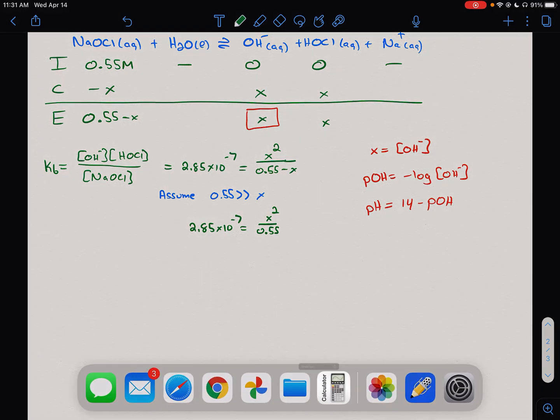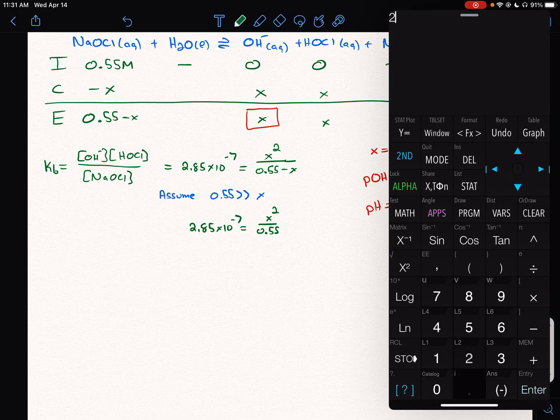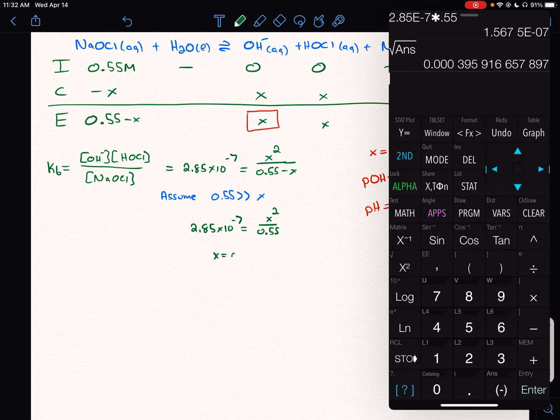So now we can solve for x. I'll pull up my calculator. So we have, let's clear that. We have 2.85 times 10 to the negative 7th. We're going to multiply that by 0.55, equals. We then take the square root of our answer, and we can see that x is going to be 0.000396.